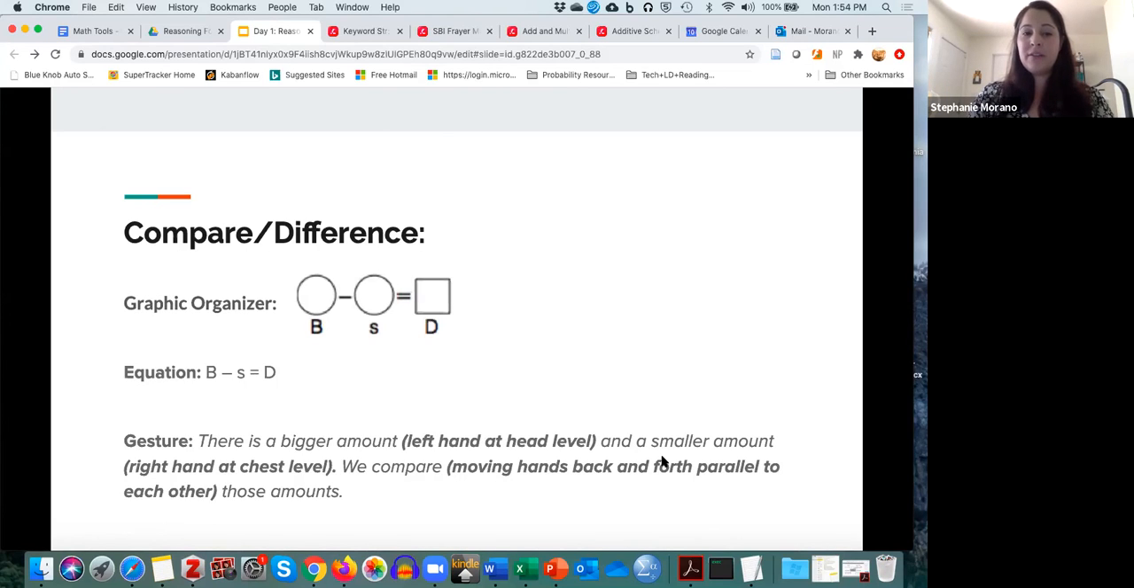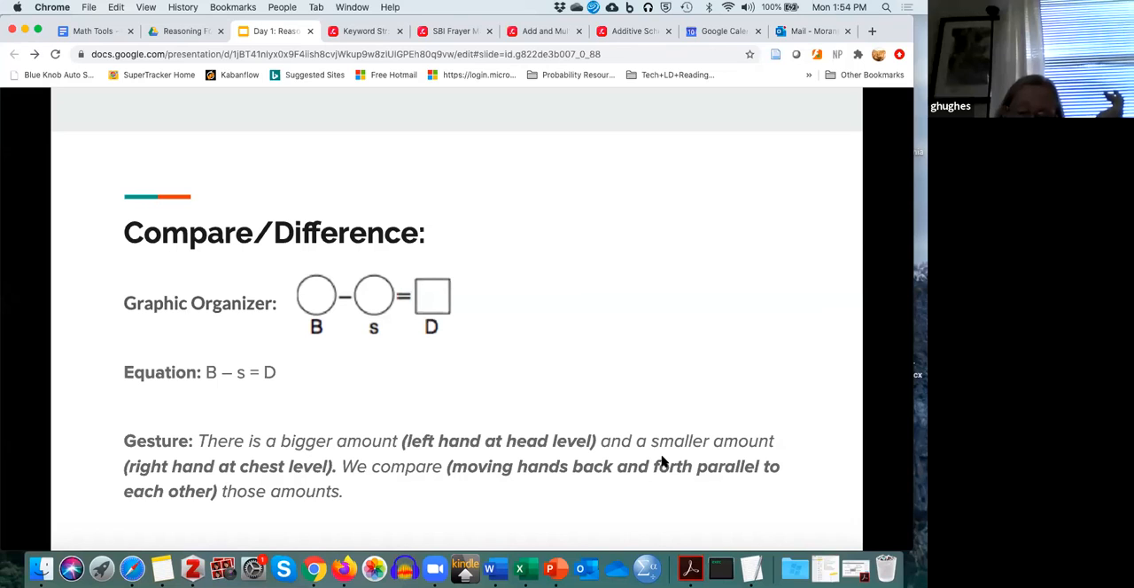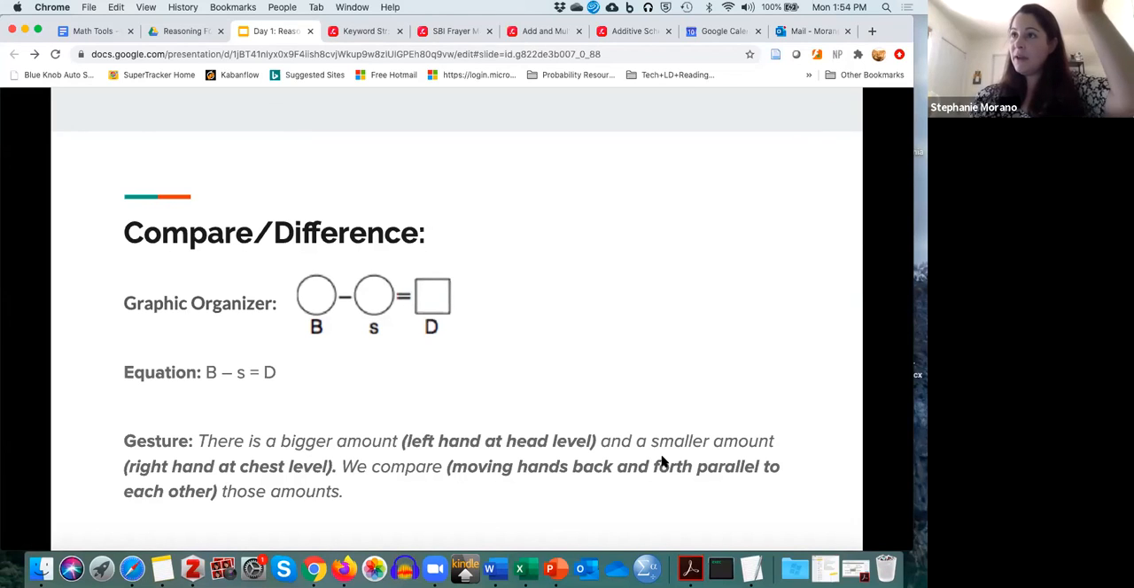The graphic organizer looks like this. We've got a capital B for bigger amount minus a lowercase s for smaller amount equals a difference. And the gesture for this one, there's a bigger amount, use your left hand at head level. And a smaller amount, you put your right hand down at your chest level. And then you shake your hands to say we're comparing the bigger amount and the smaller amount to find a difference.